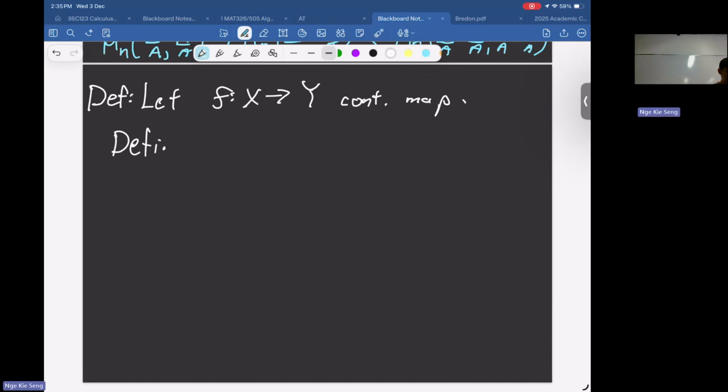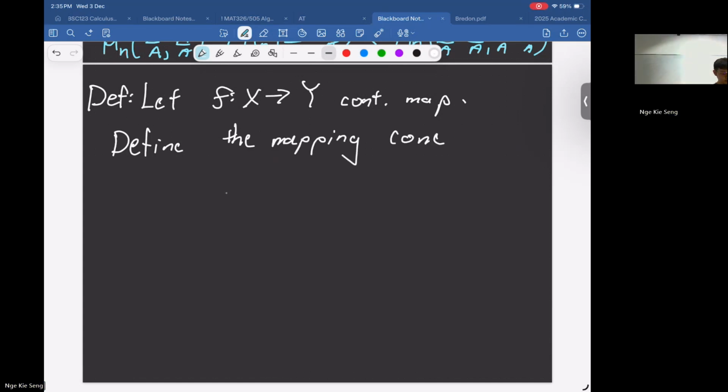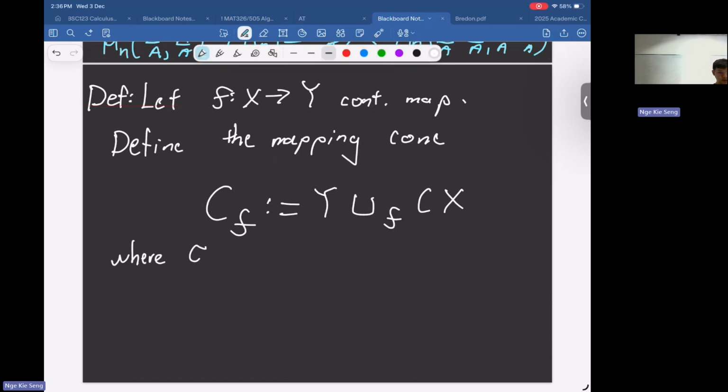So let f be a continuous map. We'll define the mapping cone, Cf. So what's this Cf here? Let's write down the algebraic notation first, and then I draw it for you. So I need to tell you what CX is. So CX is the cone. Well, okay, I think I told you what is a cone, but I didn't tell you what's a mapping cone.